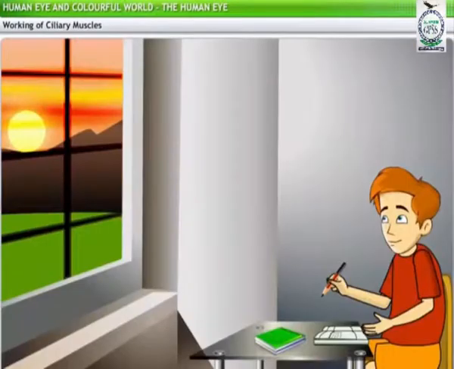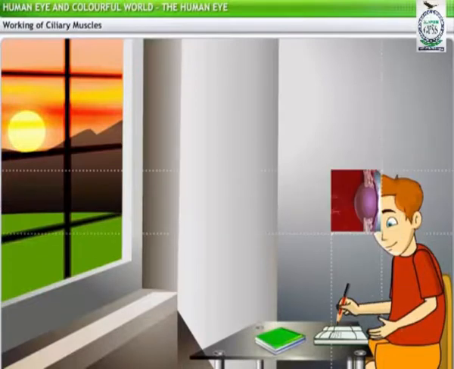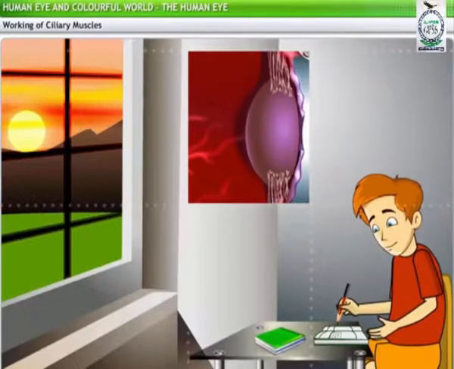So, think about what happens when Jerry switches from looking at the sunset to solving his physics problems. Do you think his ciliary muscles need to work in this scenario? Let's see. Looking at the sunset, Jerry is seeing a distant object. However, when he works on his physics questions, he is looking at his notebook closer to his eyes. The ciliary muscles in his eyes will need to accommodate this change in distance.